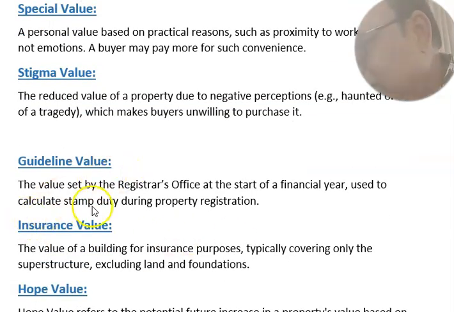Guideline value is set by the registrar office. It is the value set by the registrar office at the start of the financial year, used to calculate stamp duty during property registration. For property registration, every state has some area-wise minimum rates. As per that minimum rate, that is called guideline value. You cannot sell the property below this rate, otherwise you have to pay registration at the minimum rates.